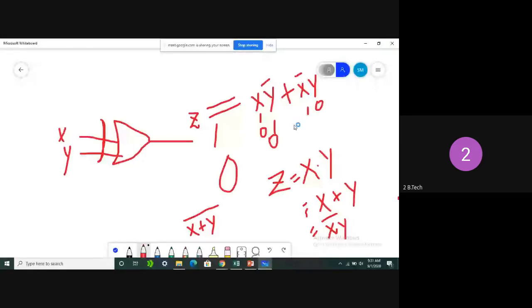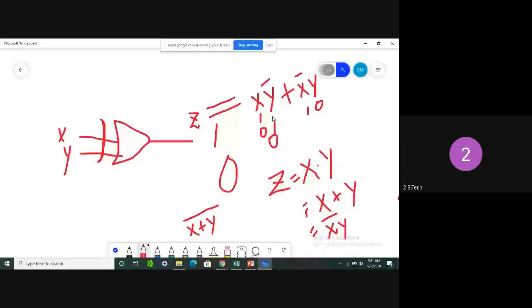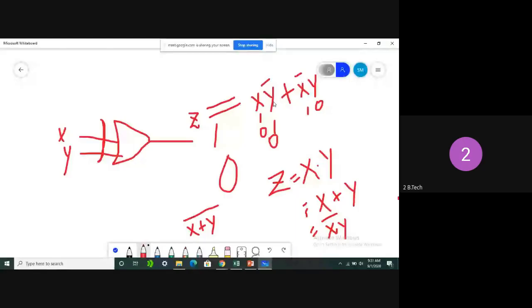If both inputs are 1, if X is 1 and Y is 1, Y bar is 0 and X bar is 0, so it is going to become 0 again. So because of this equation, only if both inputs are dissimilar is it going to produce a high output. Clear, all of you?